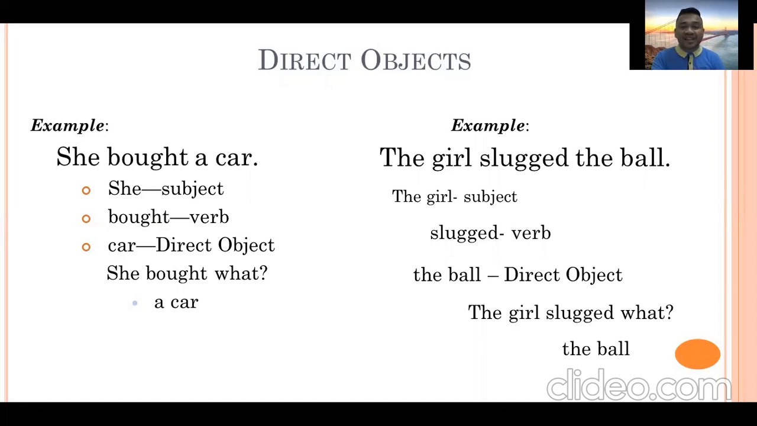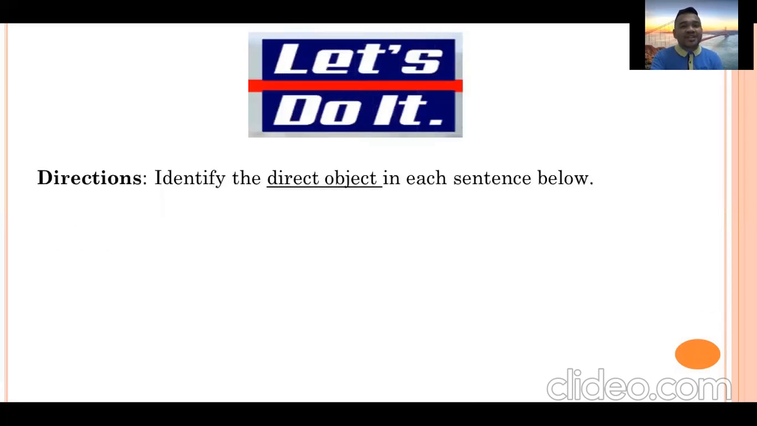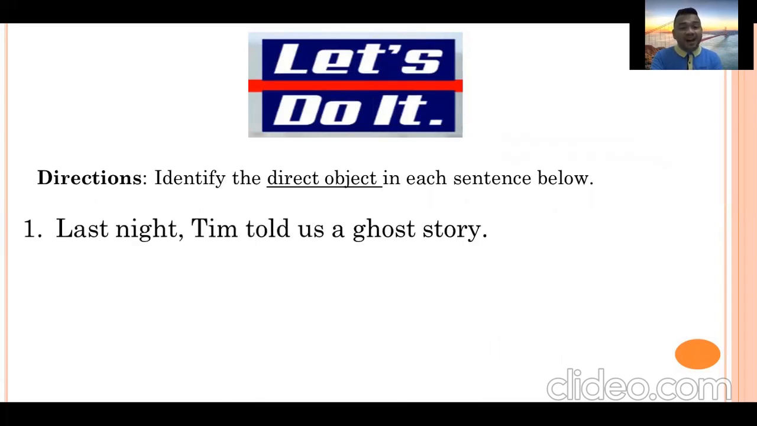Do you have any questions? If you don't have any questions, let's have activities. Get your pen and a paper. Let's have a quiz time. Okay, so let's do this. Directions: identify the direct object in each sentence below. Last night, Tim told us a ghost story.